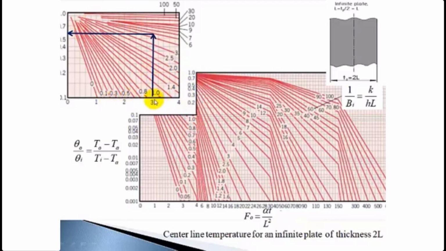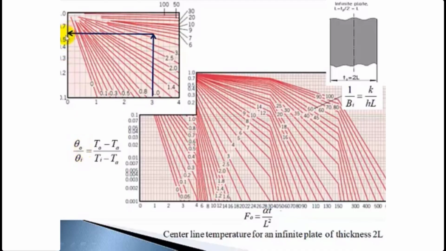So the Fourier number 3.072 is almost 3, and 1 by Biot number is 4.8. This is 3, and this is 4, and this is 5, and this is shown as 6. These lines are for constant values of 1 by Biot number, that is k by hL. So this is the 5 line, and we need 4.8, between 4 and 5 and very close to 5. So this is a point. From Fourier number 3 you move here, and from there you can find the value of theta naught by theta i.